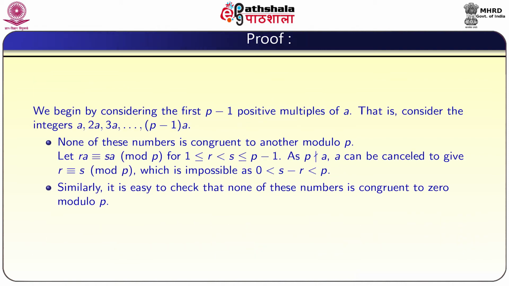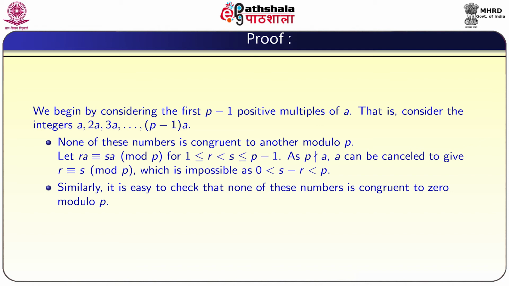We begin by considering the first p minus 1 positive multiples of a, that is, consider the integers a, 2a, 3a and so on up to (p minus 1) times a. As we saw, a is given in our hypothesis to be relatively prime to p, that is GCD of a comma p is 1. So, now what we do is multiply a by 1, a by 2, a by 3 and so on, a by p minus 1.